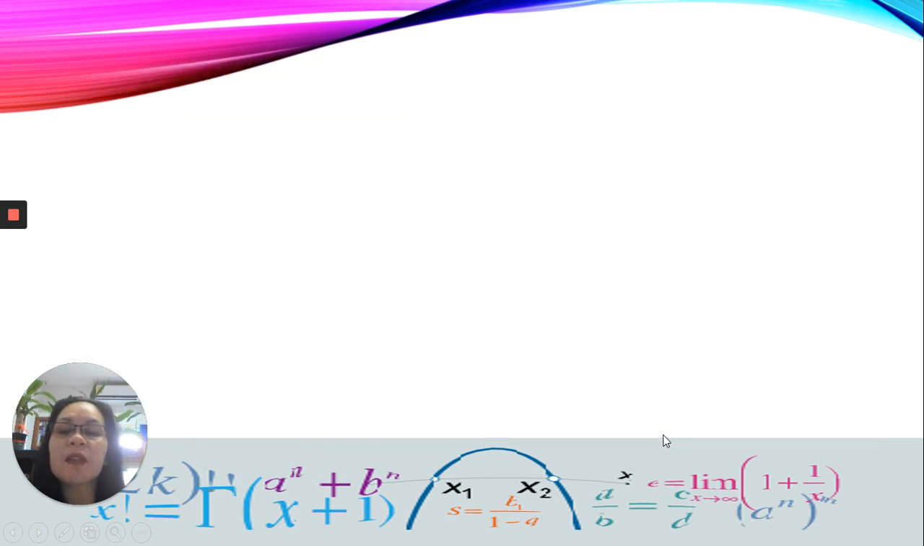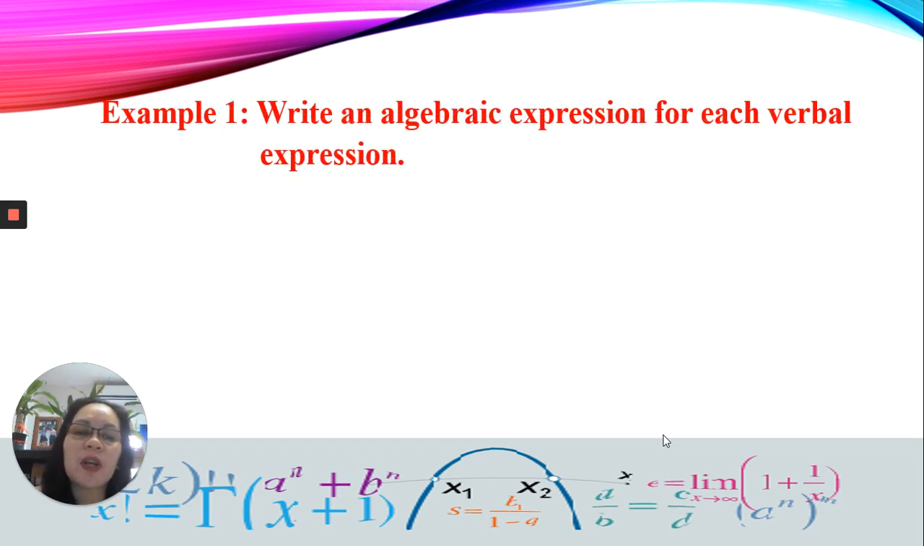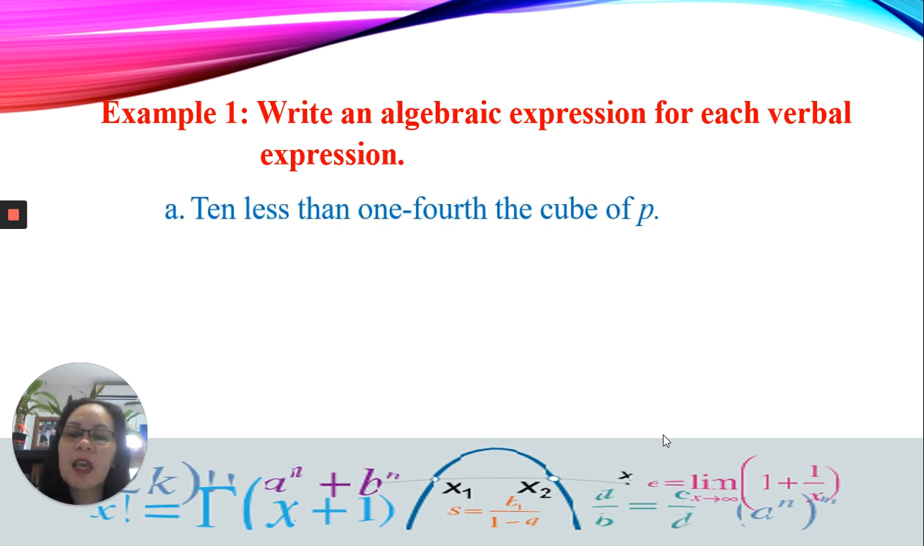Okay, let's have some examples here. Write an algebraic expression for each verbal phrase or verbal expression. The first one: 10 less than 1/4 the cube of p. So for your solution, you have to be very careful and try to analyze each word that is used here.